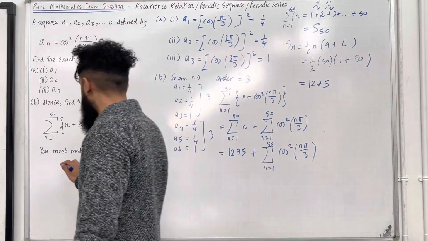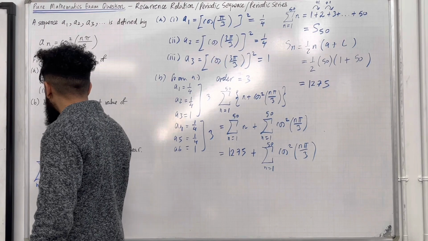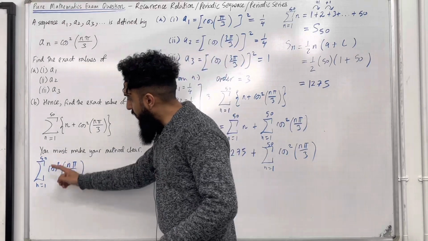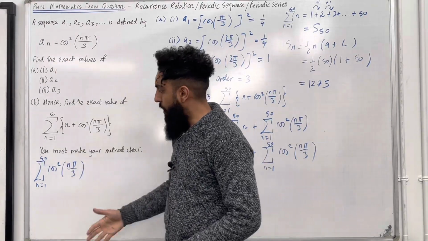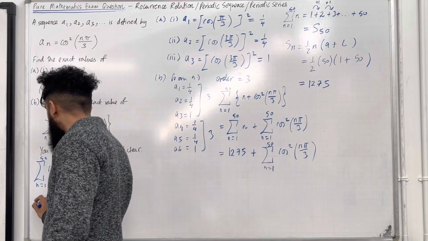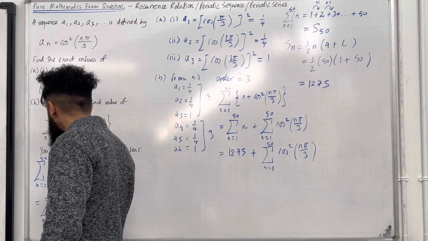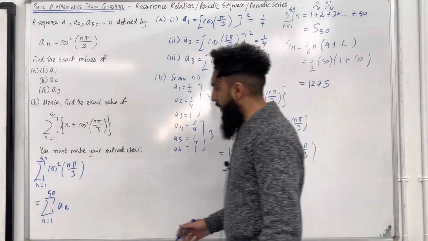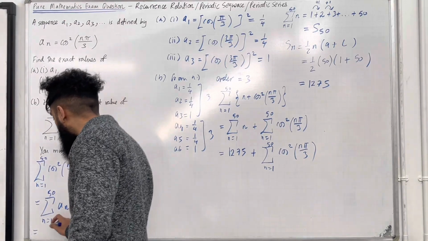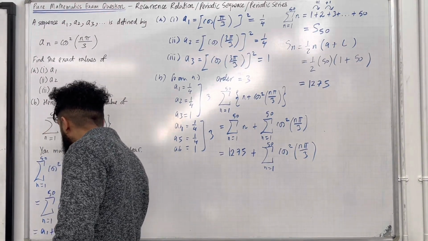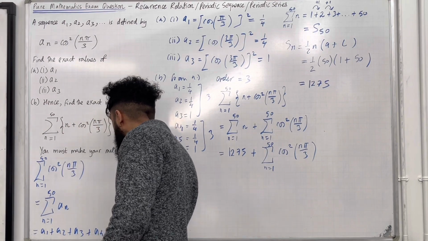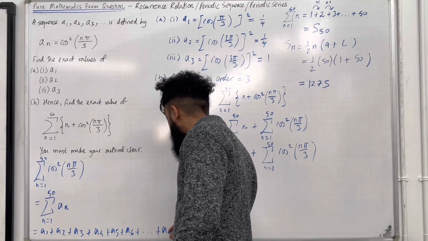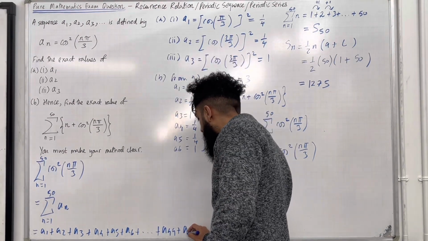So we've got the sum from n equals 1 to 50 of cos squared in bracket n pi over 3. Now we know that this over here is technically an, so I'm going to replace this with an. So I've got the sum from n equals 1 to 50 of an. I'm going to open up the summation. This is equivalent to a1 plus a2 plus a3 plus a4 plus a5 plus a6 plus dot dot dot plus a49 plus the last term, which is a50.